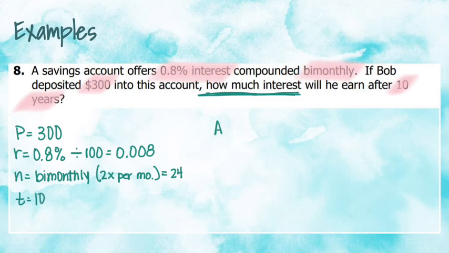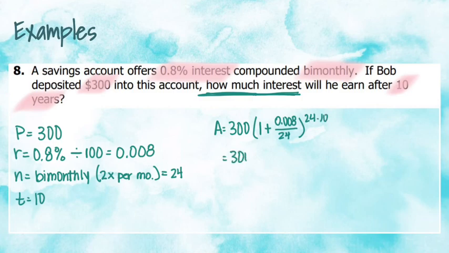So let's plug all of this into our formula and see what we can find out. 300 times 1 plus 0.008 divided by 24, to the 24 times 10 power. So this is going to be 300 times 1.0003 repeating, to the 240th power. So when you type this into your calculator, you should get about $324.98. Your rounding could make it a cent off, maybe.